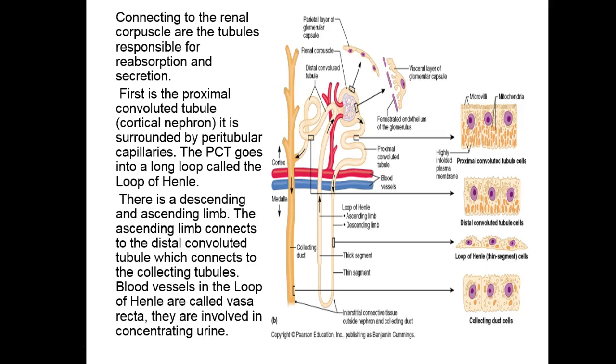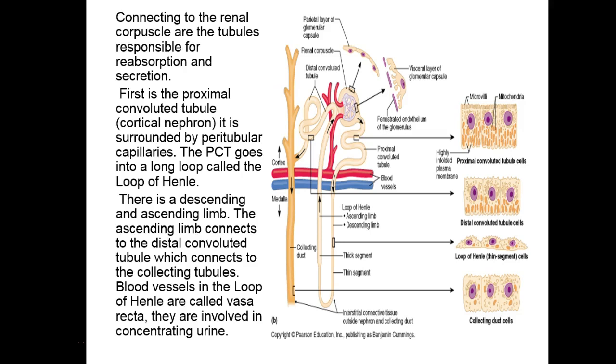And then the first portion, the portion that's closest to the renal corpuscle, is called the proximal convoluted tubule, and that's a mouthful, so we abbreviate that as the PCT. And it's surrounded by capillary beds, those paratubular capillaries that we talked about in a previous slide, that are there to catch and reabsorb things that made it through the glomerular capsule but are still needed by the body, like water and solutes.